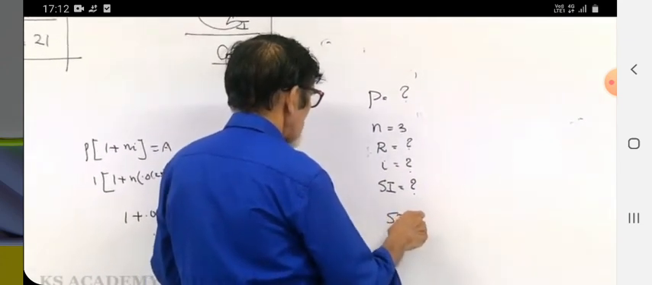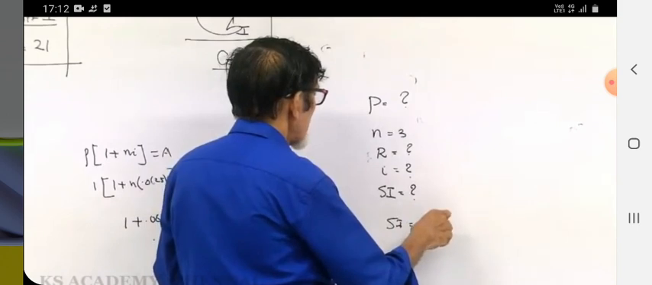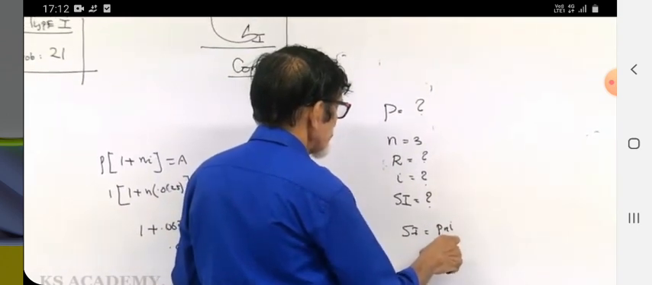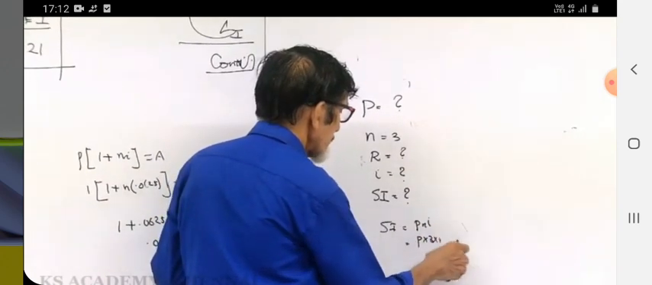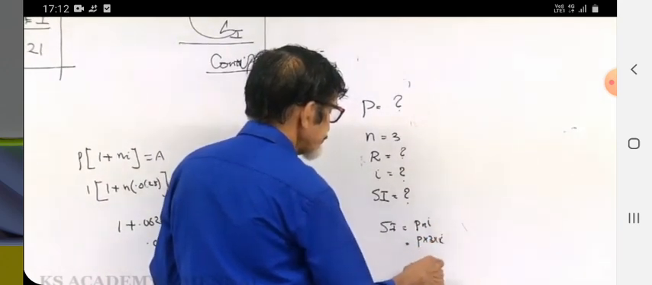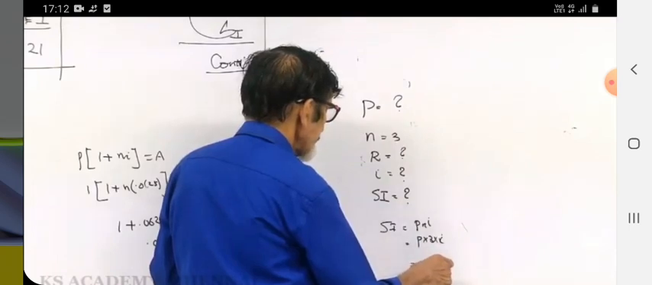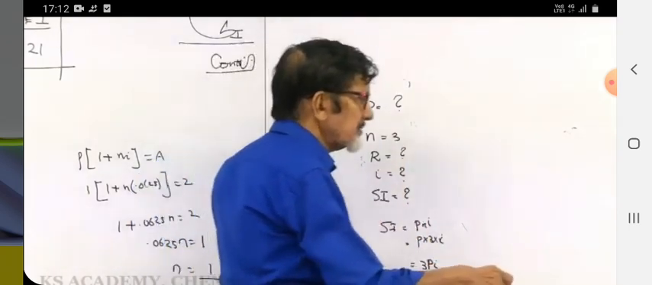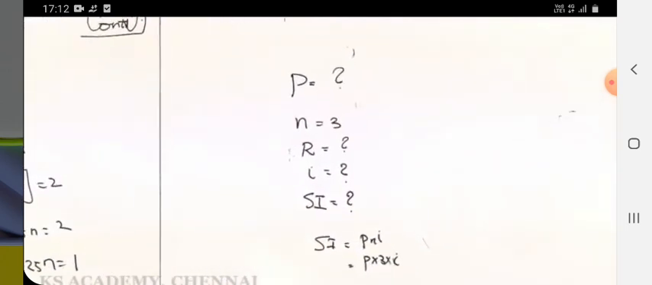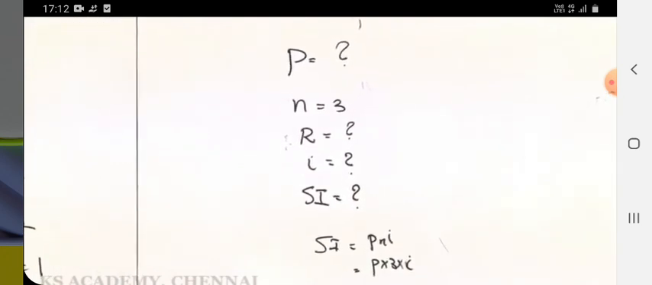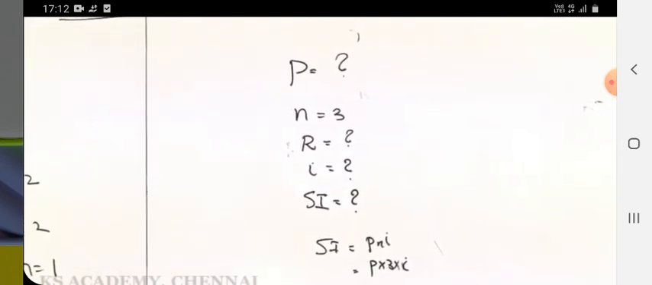SI is equal to PNI. This is the original interest. They are getting 3 PI. P is not given, I also not given. N alone is given. So you are calculating. Now after the increase you are going to calculate.